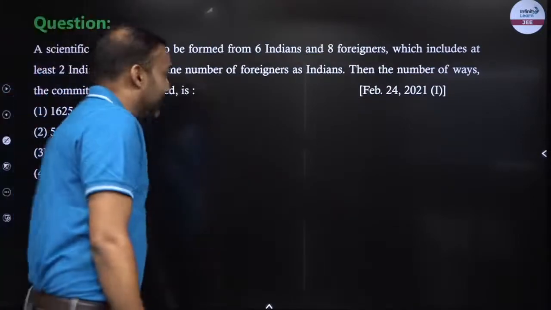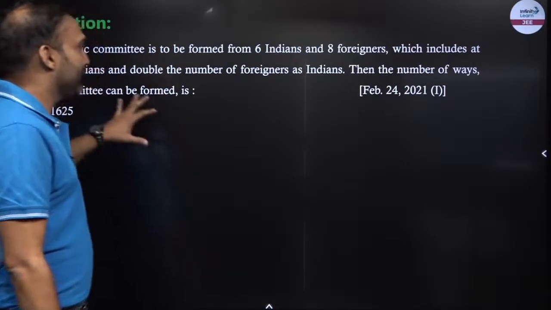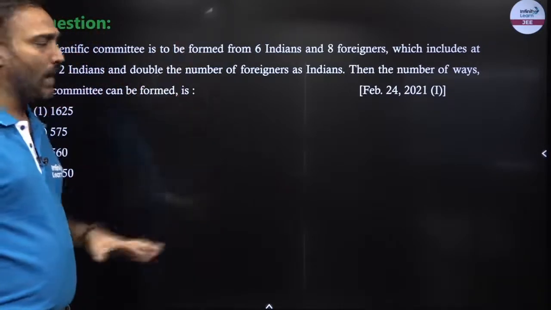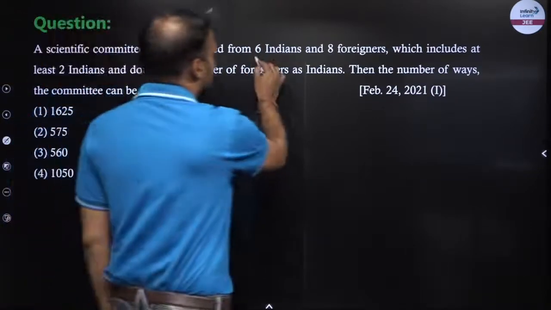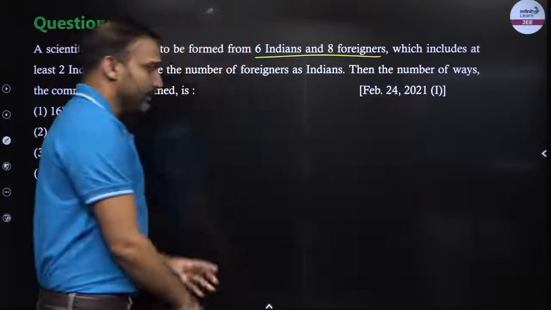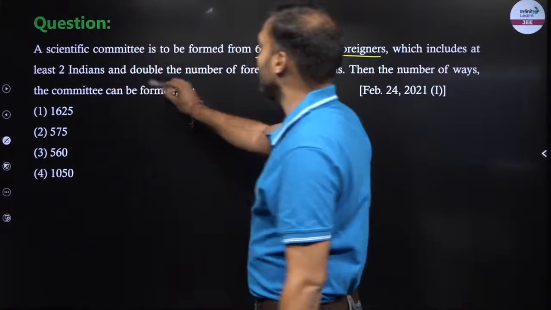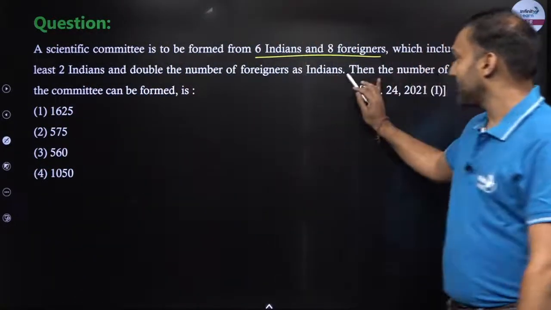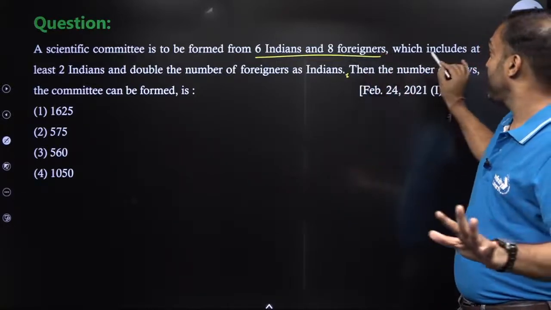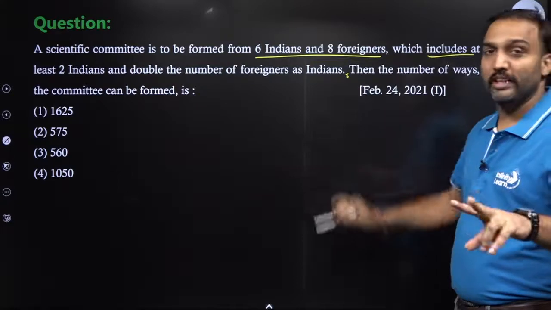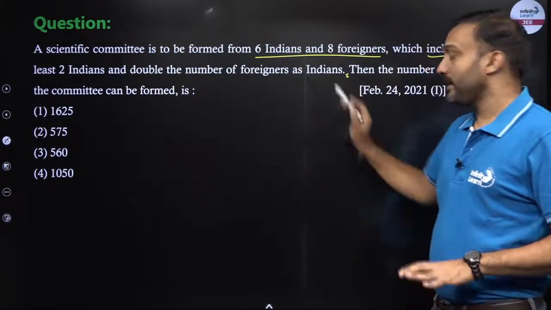Now, see, an interesting problem. Why is it interesting? Because once again, it involves counting and interpretation. A scientific committee is to be formed from 6 Indians and 8 foreigners, which includes at least 2 Indians and double the number of foreigners as Indians. Understand the statement carefully. I have to form a committee which includes at least 2 Indians. So minimum 2 Indians have to be there. And double the number of foreigners as Indians.